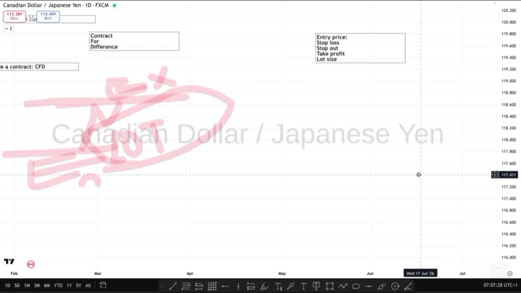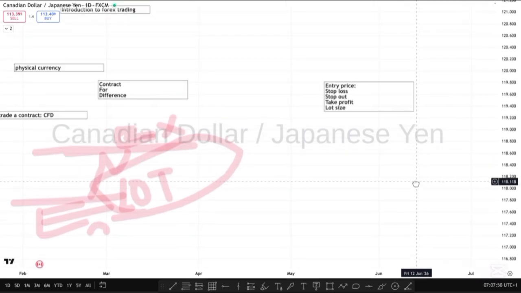Your entry price is whatever price you entered on that trade, whether you bought or sold. And then what is a stop loss? A stop loss is an automatic order that you place in the markets, most times when you enter a trade. It tells the market, or your broker, if price gets to this level, close my trade. It means that my trade idea was invalid, so I will cut my loss at this level.